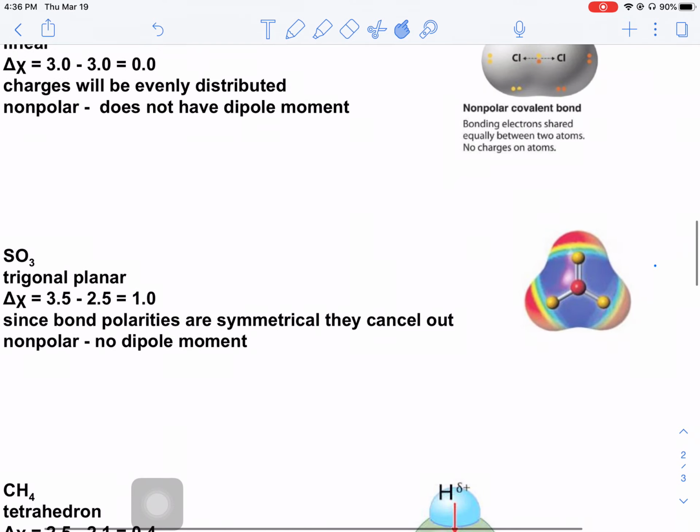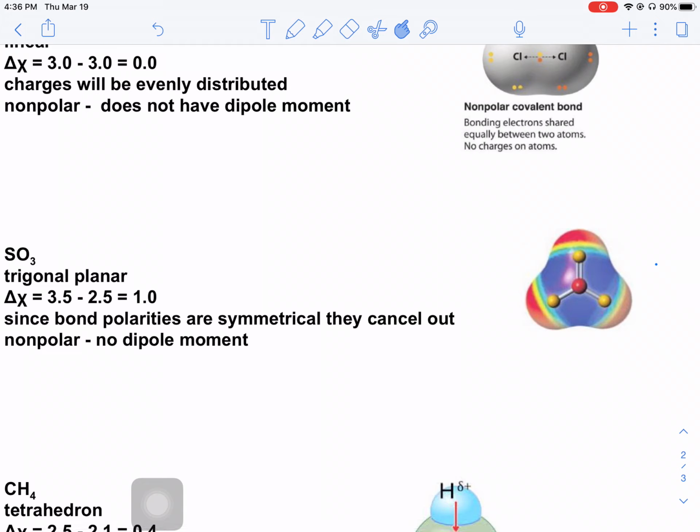All right, next one is sulfur trioxide. Sulfur has an electronegativity of 2.5. Oxygen has an electronegativity of 3.5, so we do have polar bonds, but because of its symmetry in this case, these three bonds kind of cancel each other out, and as a result, there is no dipole moment.